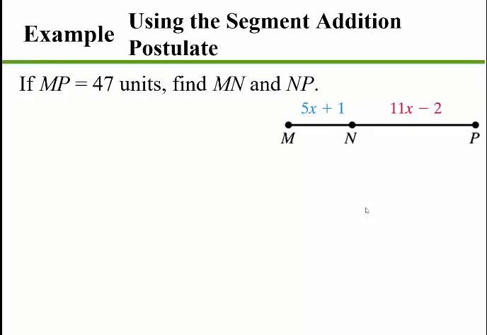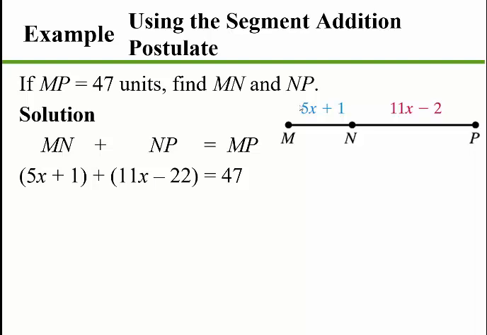Let's work some postulates. So let's use the segment addition postulate. All right, if MP, so segment M to P, has distance 47 units, let's find MN and NP. And I don't tell you how far they are, but I give you some algebraic expression. So here's how you would solve it. You would go MN plus NP is equal to MP. Well, look, MN goes in there, 5x plus 1. 11x minus 22 goes in for NP, and that's equal to 47.